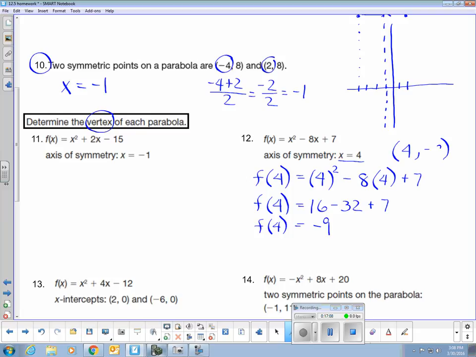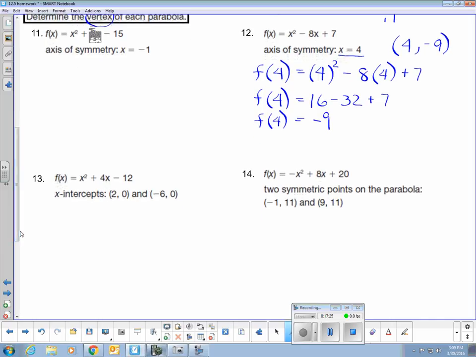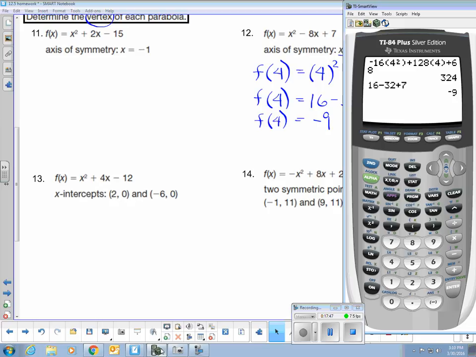So (4, -9) is my vertex. Well, we can check that on a graphing calculator to confirm that that is indeed my minimum or my maximum, or the vertex of the parabola. Number 14. I think most of you feel very comfortable using a graphing calculator, and for most of us, we're visual learners. So let's go ahead and use a graphing calculator for number 14.